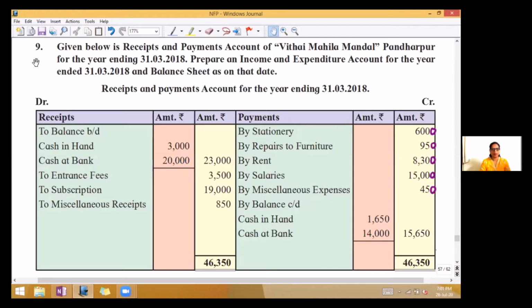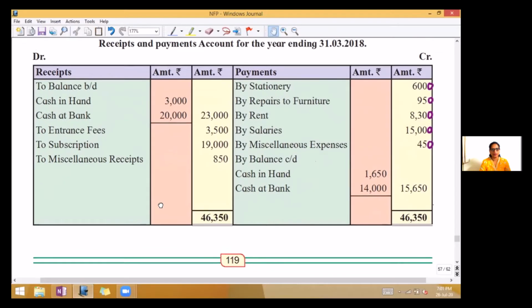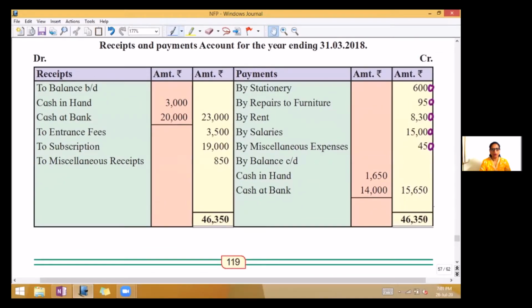Receipts and payments account for the year ending 31st March 2018. Look at the receipt side. We have two balance brought down, cash in hand, cash at bank. Then we have entrance fees, subscription, and miscellaneous receipts. On the payment side, now students be very careful, all the figures there on the credit side, 10 is missing. So please make the correction.